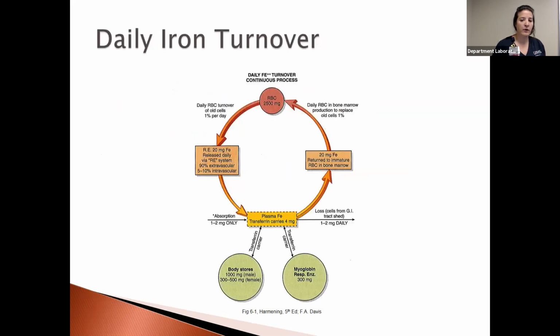All right, so this just kind of breaks down what's going on. You have your red cell with about 2,500 milligrams of iron. You're going to have natural senescence of red cells. You're going to lose about 1% of those cells, about 1% of the iron. You're going to have that daily intake of iron from your diet, and then your plasma transferrin, your body will either store it or it will be reincorporated into new cells, okay?